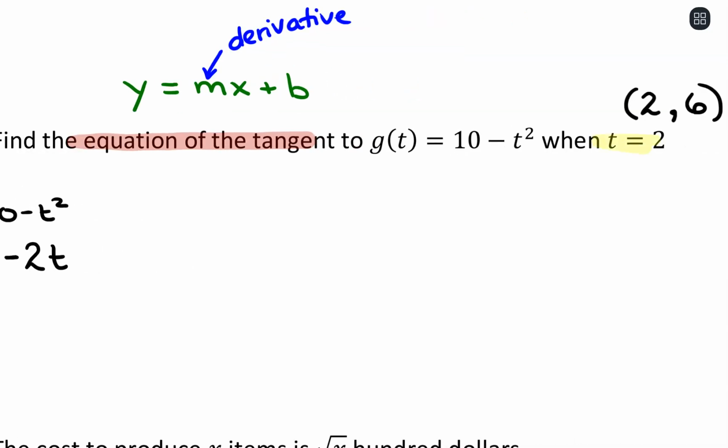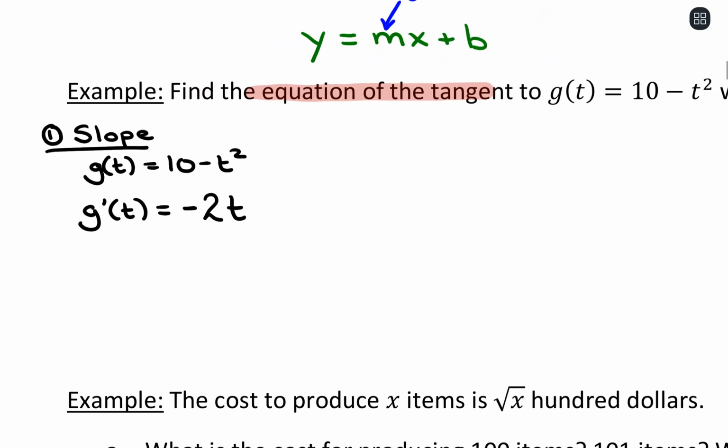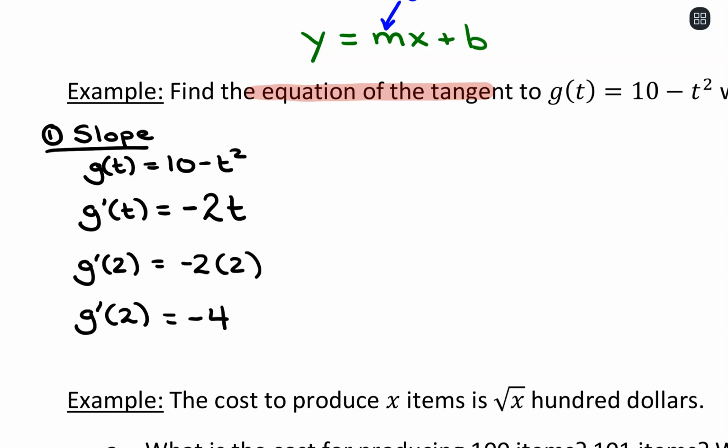and what we're going to do is look specifically when t is equal to 2. So g prime of 2 equals negative 2 times our input of 2. So our slope at t equals 2 for the tangent line is a negative 4. So that right there is our slope. So then what we can do is go ahead and look for the intercept.